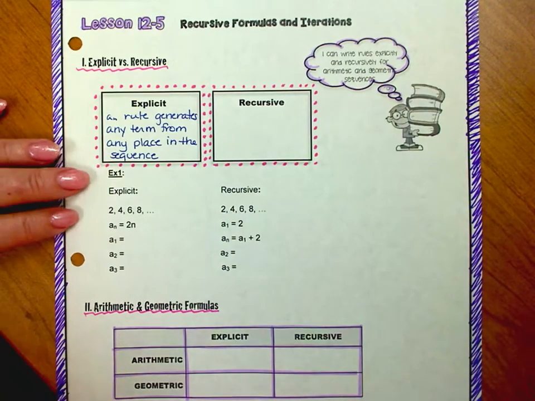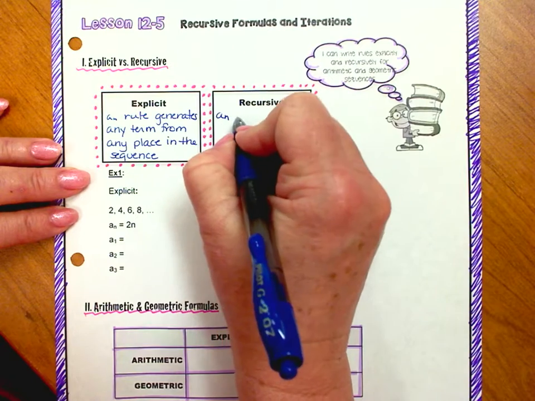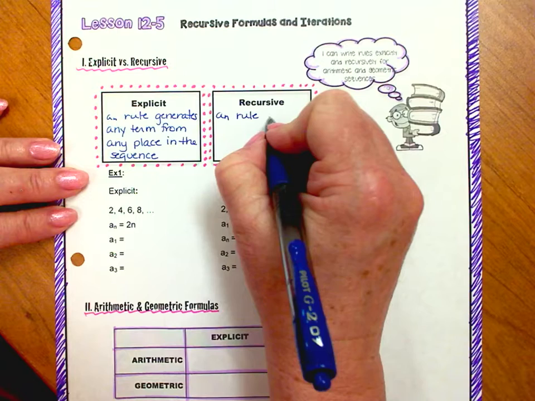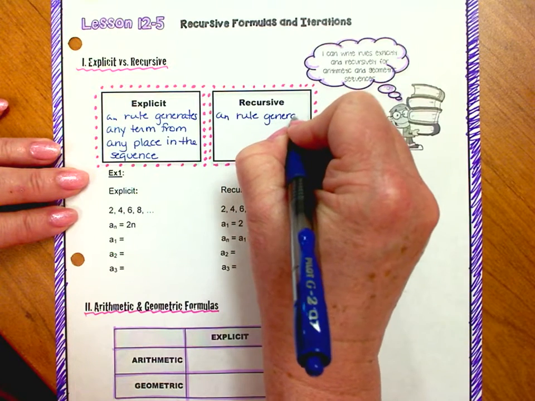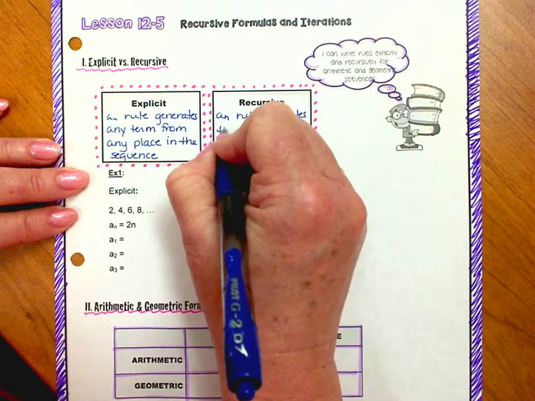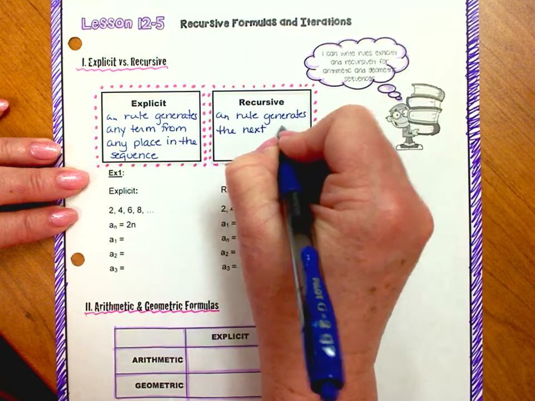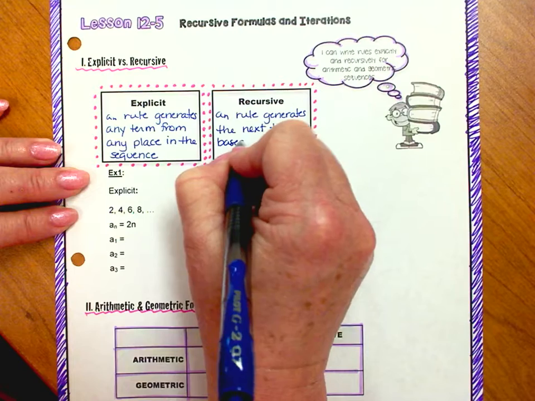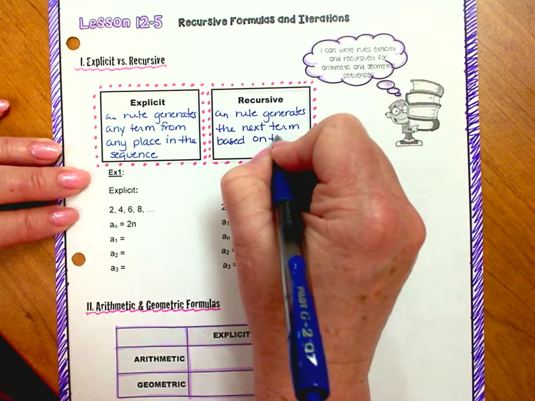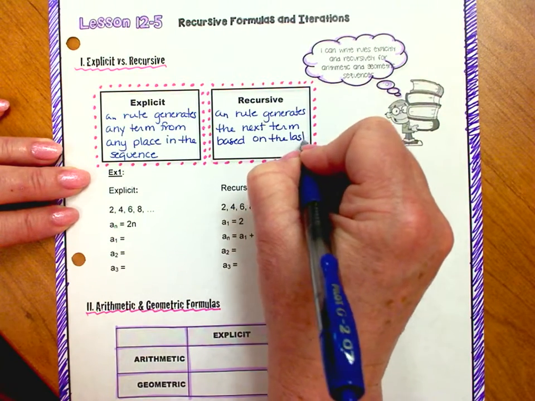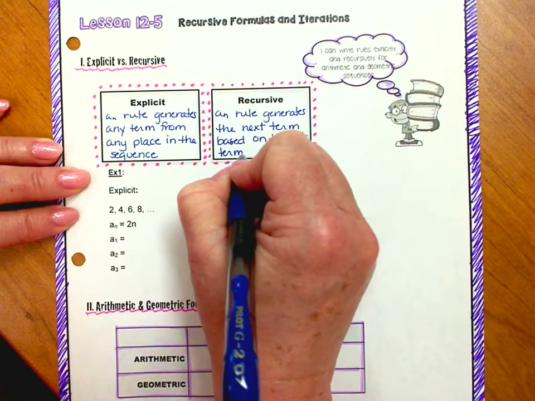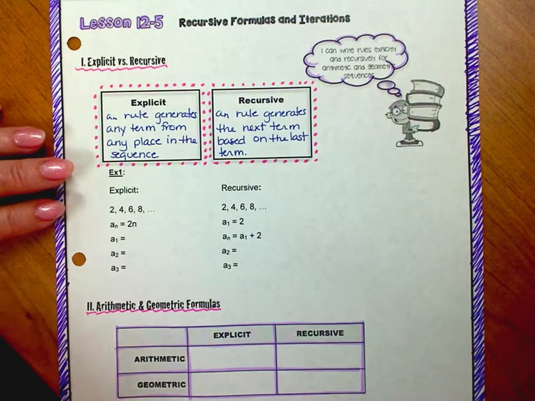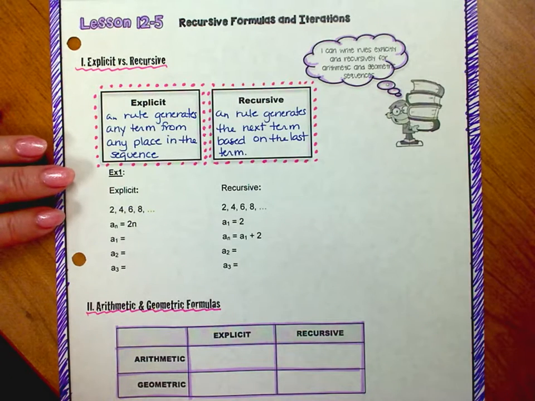Okay, with a recursive, the a sub n rule generates the next term, based on the last term. And when you figure out the pattern and run with it, that's what you're doing. You're just going from term to term to term. You're not going back to the formula. So sometimes this is a lot easier to do.